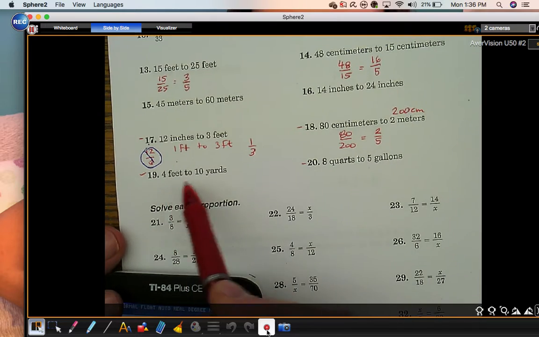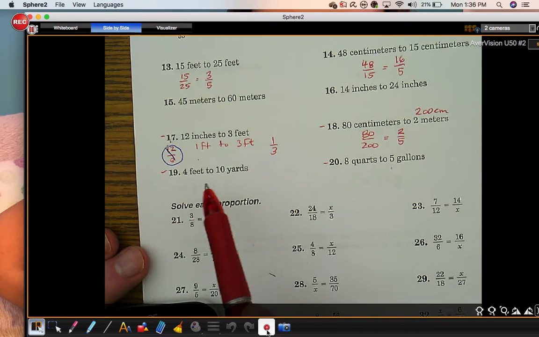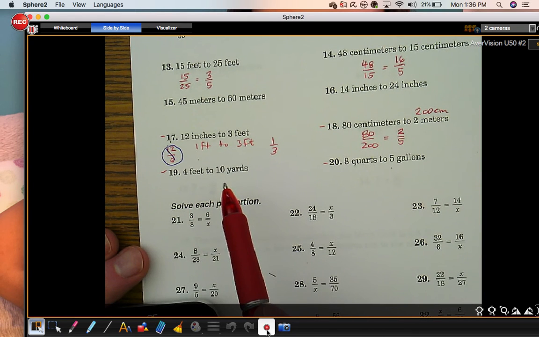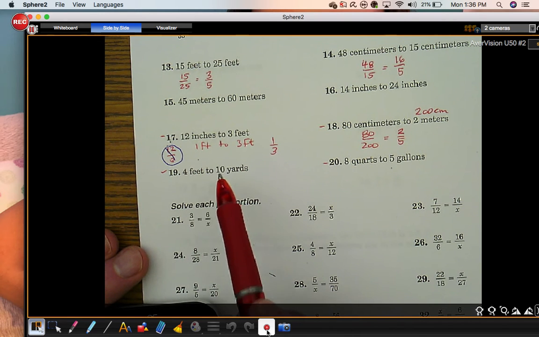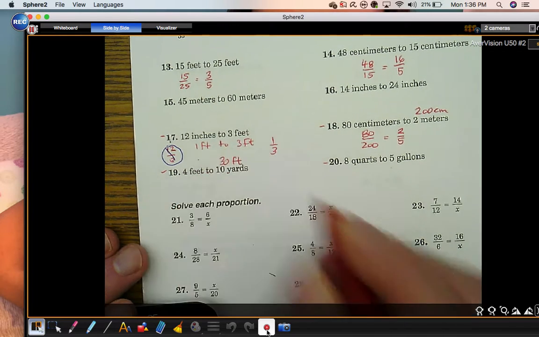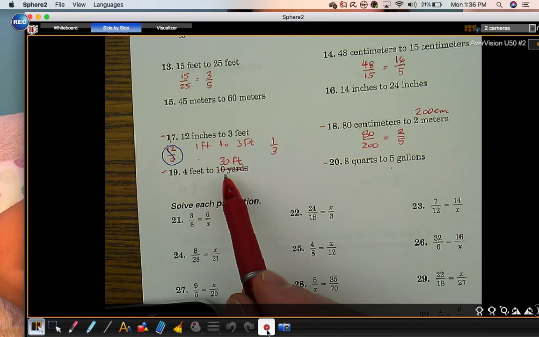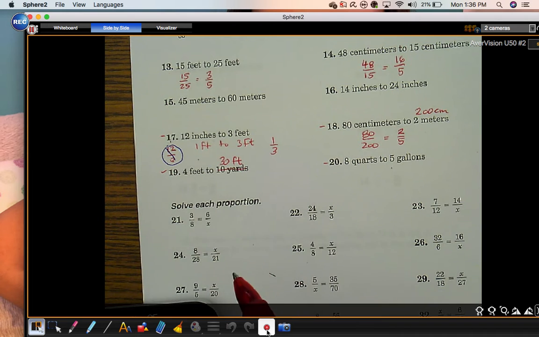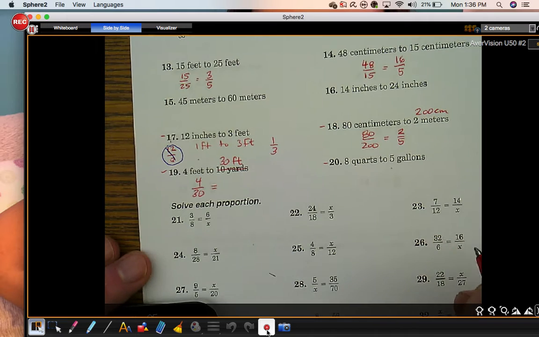Number 19, 4 feet to 10 yards. How many feet are in a yard? There's 3 feet in 1 yard. So this is actually 1 yard and 1/3 of a yard because you have 1 left over. Or 10 yards, we can switch to 30 feet. Maybe that's better. I know there's 3 feet in every yard, so I'm going to multiply my 10 with 3. So now I'm going to compare 4 feet to 30 feet. 2 goes into both.